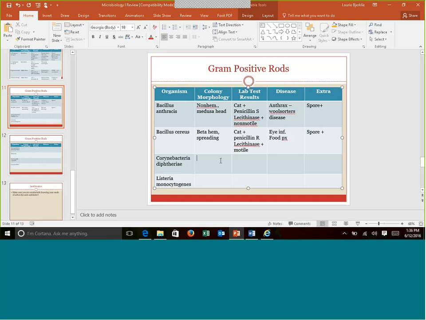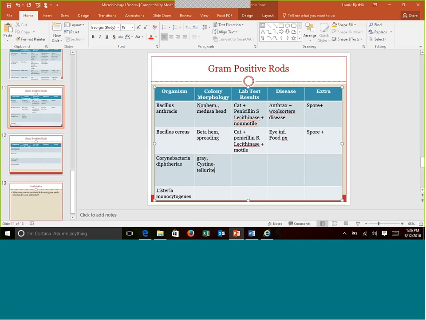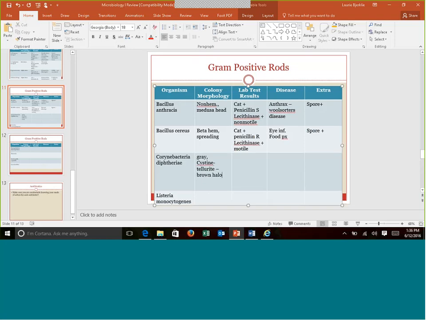Corynebacteria diphtheriae. Also, for colony morphology, they tend to be gray, but if you were to grow them on that special cysteine tellurite agar, which is one of the test results, they would have that brown halo, which is very characteristic. So that could also be put under the test result here. Catalase positive.